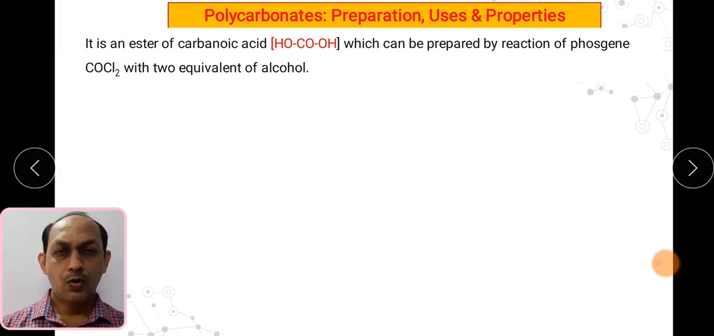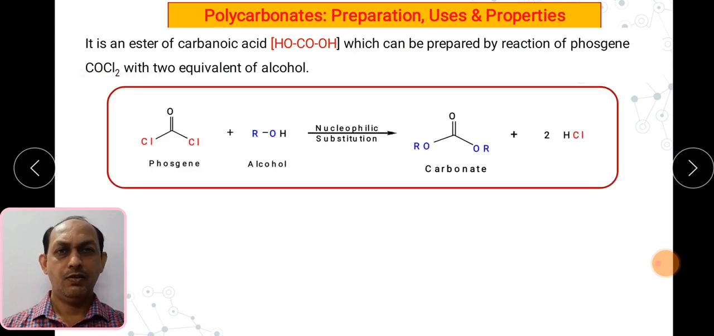Now let us see what are polycarbonates. Basically if we see what are polycarbonates, it is an ester of carbonic acid. Carbonic acid का जो structure है वो कैसा है, OH C double bond O OH. So it is prepared by the reaction of phosgene. Phosgene का जो formula है वो COCl2 है with 2 equivalents of alcohol. Let us see the reaction, then you will understand.